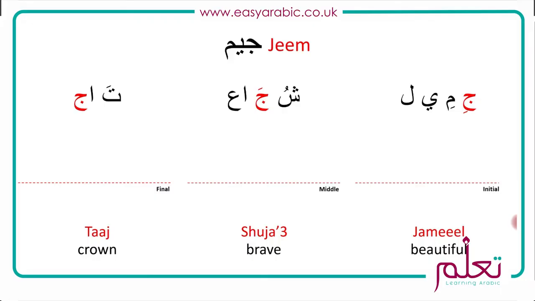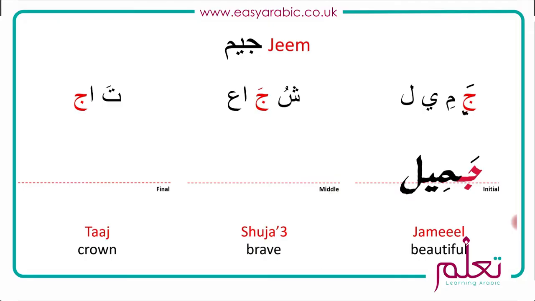So next we have the letter Jim, and first word is Jamil, or if you're from Egypt, Gamil. So we have the letter Jim. Then we have the letter Mim, the letter Ya, and the Lam. Jamil. Actually, this is wrong. Yeah, it should be on the top. Jamil.